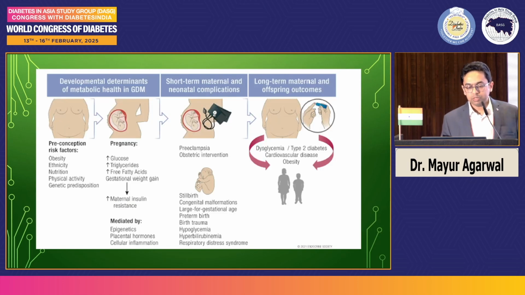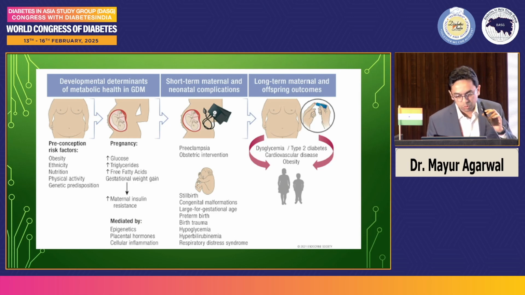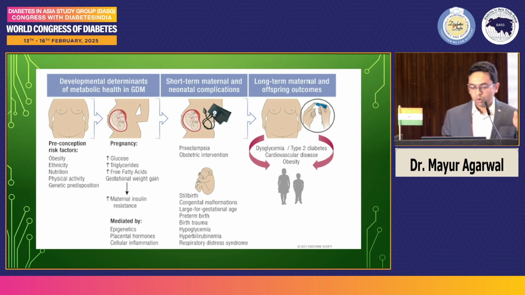Now what happens is the patient has some risk factors: obesity, ethnicity, nutrition, physical activity, genetic predisposition, due to which there is an increase in glucose, triglyceride, free fatty acid, and insulin resistance, and this leads to preeclampsia, preterm labor, stillbirth, congenital malformation, LGA baby, and birth trauma because of the macrosomia. The baby develops hypoglycemia because of the beta cell hyperplasia, hyperbilirubinemia because of the polycythemia, and then respiratory distress syndrome can be there. So this is about your GDM, why we need to treat.